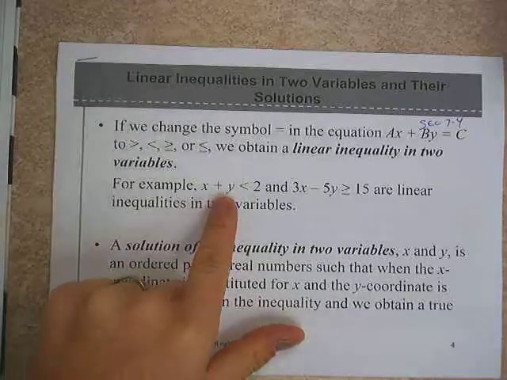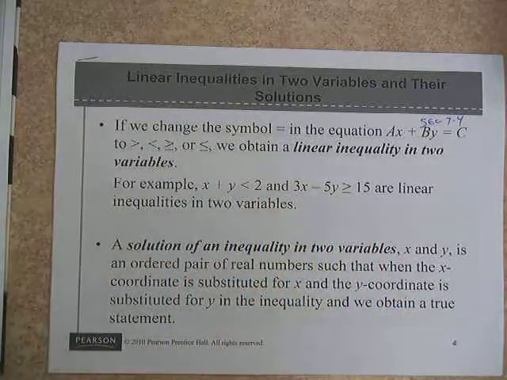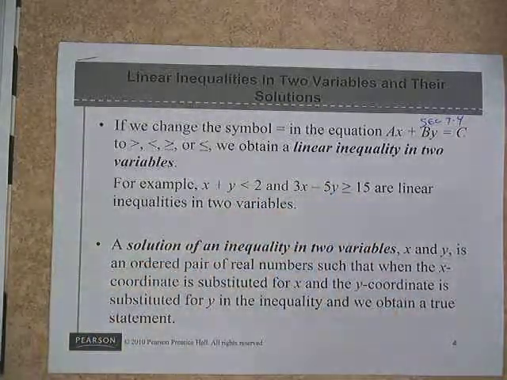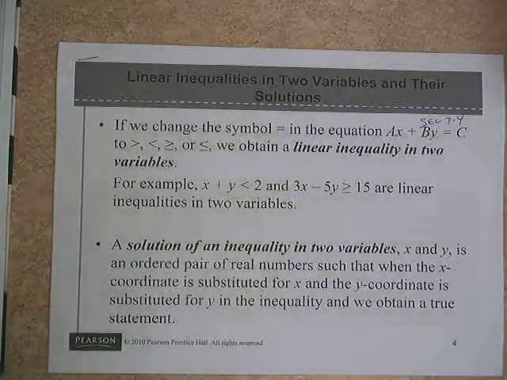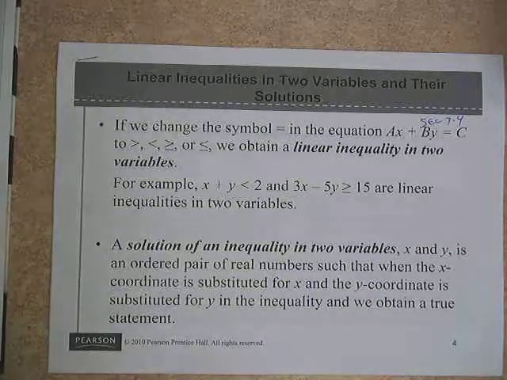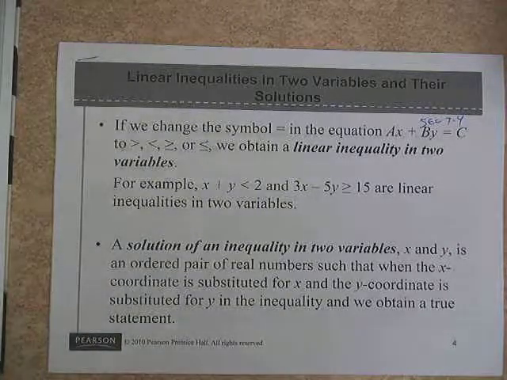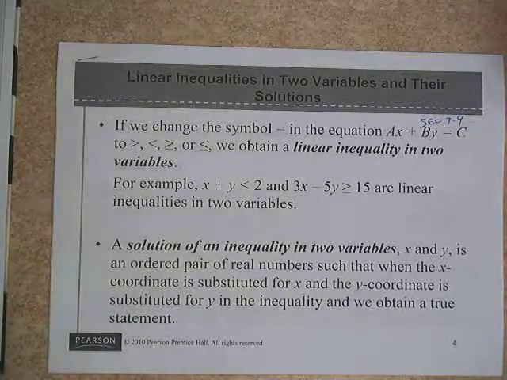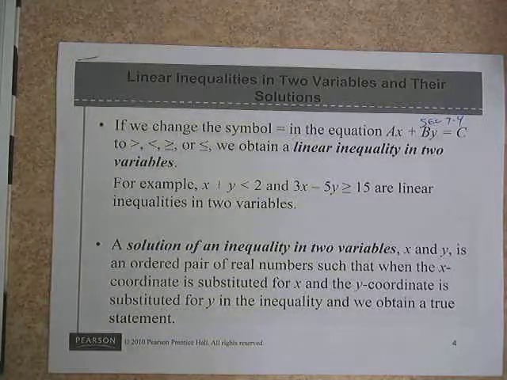So, for instance, instead of having a linear equation, these are very similar, except the equal sign is now a less than sign in this case, and a greater than or equal to sign in this case. We call these linear inequalities in two variables. Now, a solution to an inequality in two variables, x and y, is an ordered pair of real numbers such that when x is substituted for x, y is substituted for y, the inequality gives us a true statement.